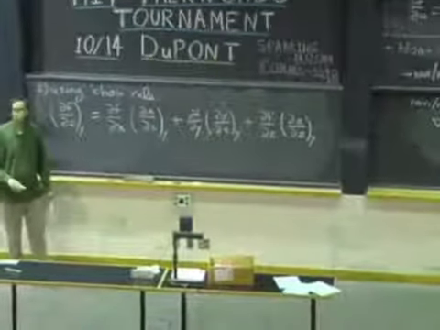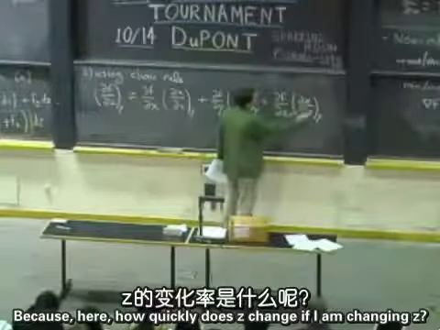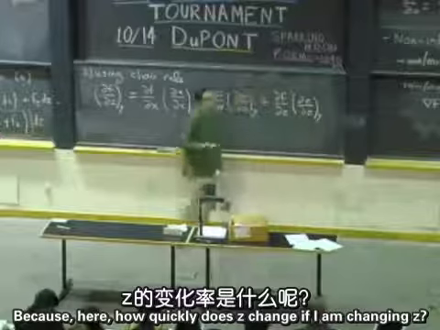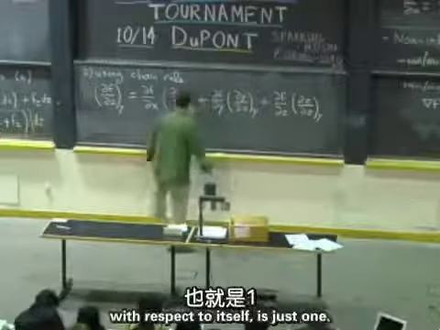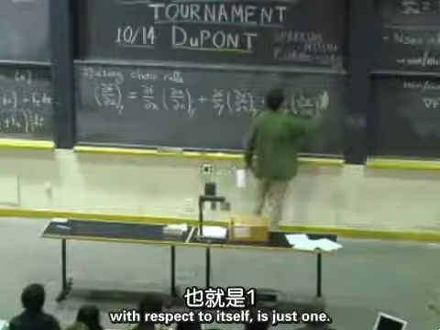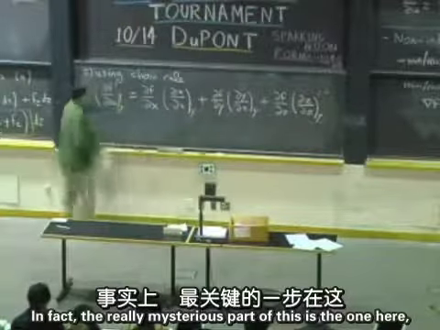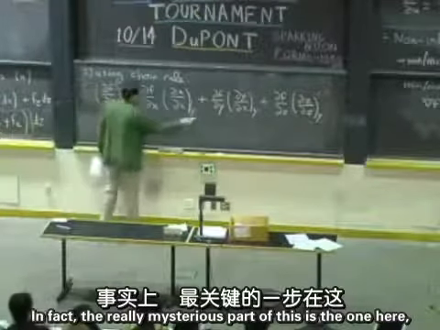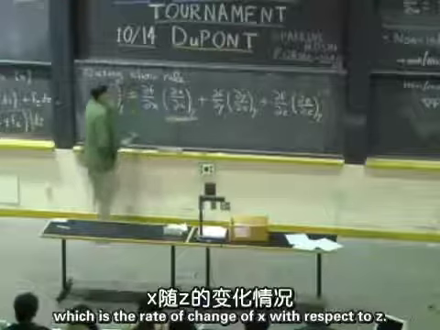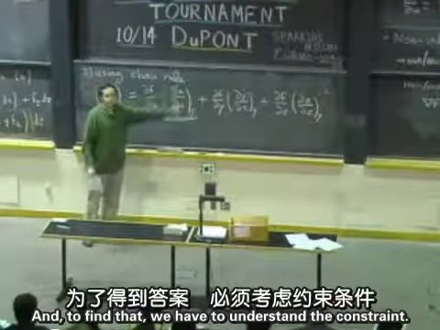Okay? Now, of course, we can simplify it a bit more, because here, how quickly does z change if I'm changing z? Well, the rate of change of z with respect to itself is just 1. So in fact, the really mysterious part of this is the one here, which is the rate of change of x with respect to z. And to find that, we have to understand the constraint.